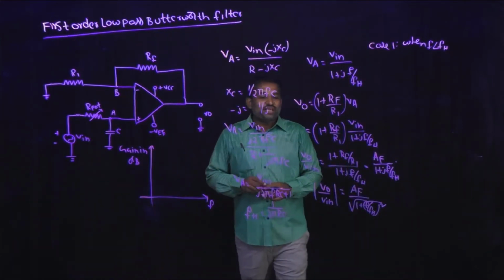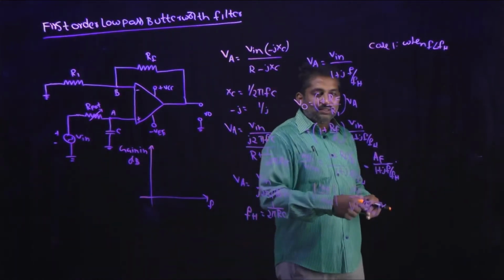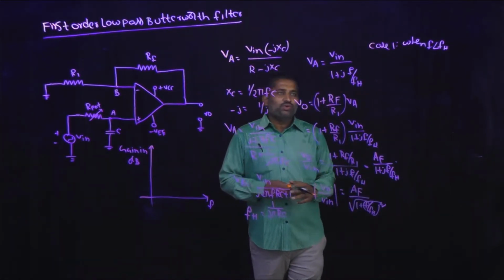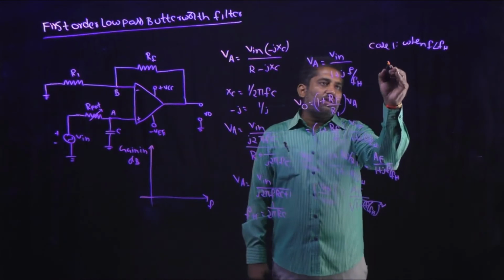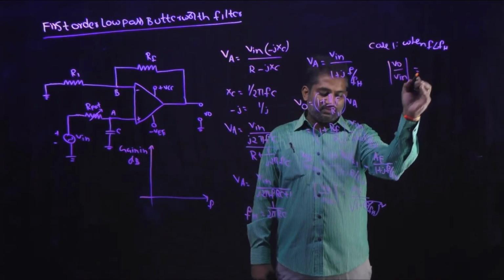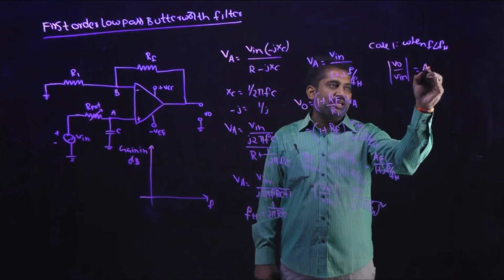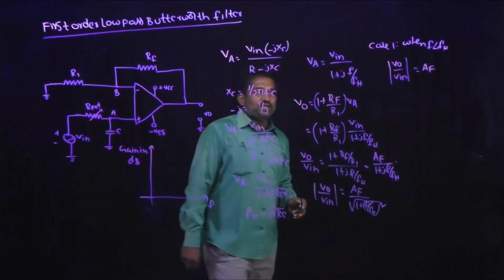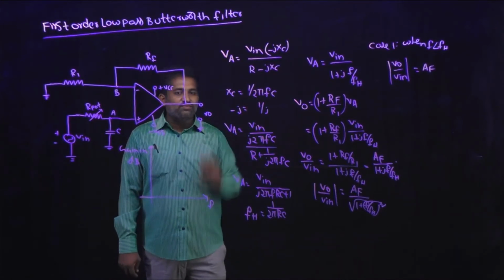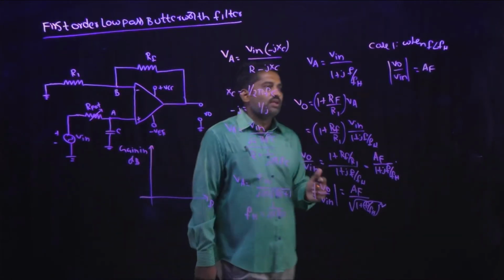So what happened? When F is less than FH, then we will neglect the term F by FH. So we will get the gain, or magnitude value, as V naught divided by V in, which is AF. That means for frequencies less than the cutoff frequency, the gain will be constant, which is nothing but AF.